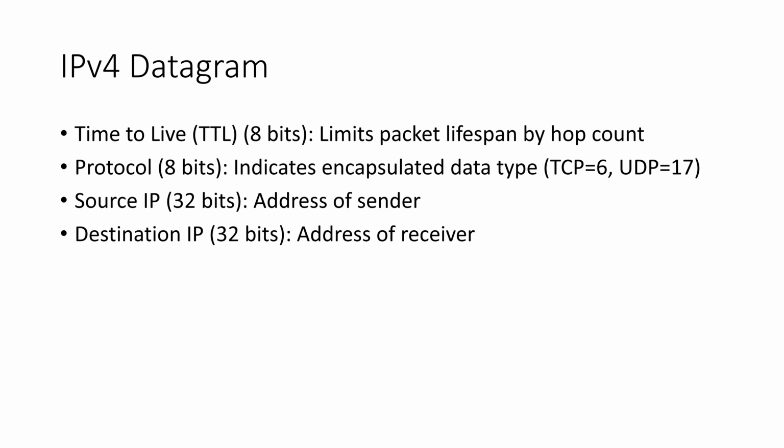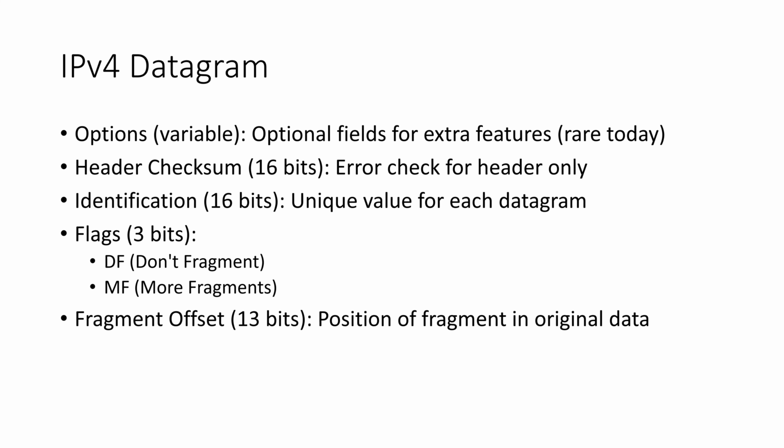The source IP address is the IP address of the sender, and the destination IP address is the IP address of the intended recipient, and they are 32 bits each. These four fields together make sure a packet knows where it's coming from and where it's going, how long it can stay alive in the network, and what type of data it's carrying. Options is an optional field used for advanced functions like source routing, where the sender specifies a route the packet must follow, and it's again rarely used, but it's supported for backward compatibility.